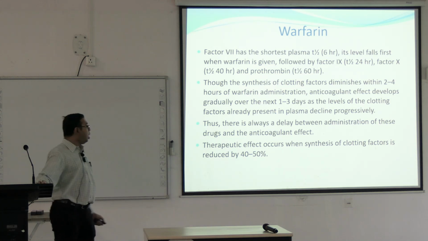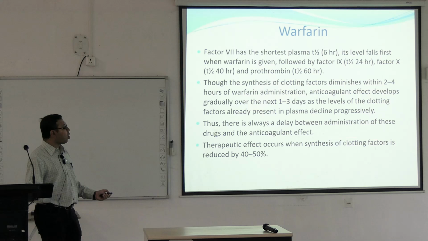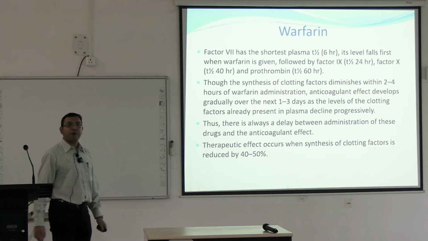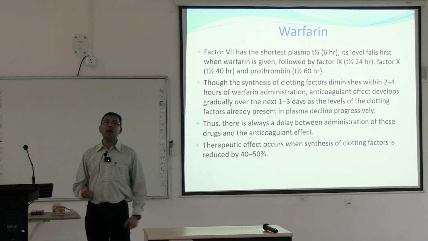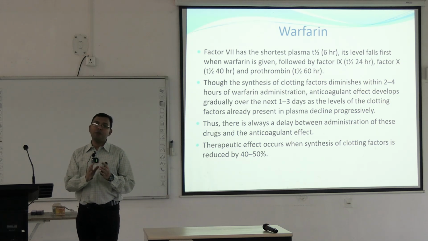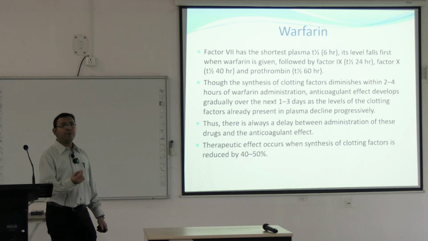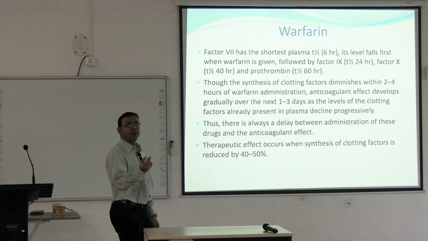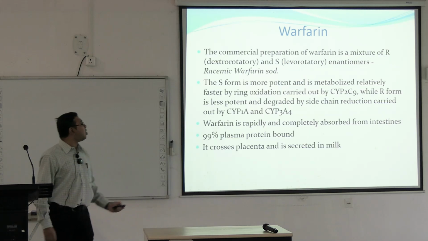This is very important. Again, the therapeutic effect occurs when the synthesis of the clotting factors is reduced by 40 to 50%. So clinically significant anticoagulation is needed when approximately 40 to 50% of the clotting factor synthesis is inhibited. If there is inhibition of only approximately 10% or 20%, there will not be any clinically significant anticoagulation.